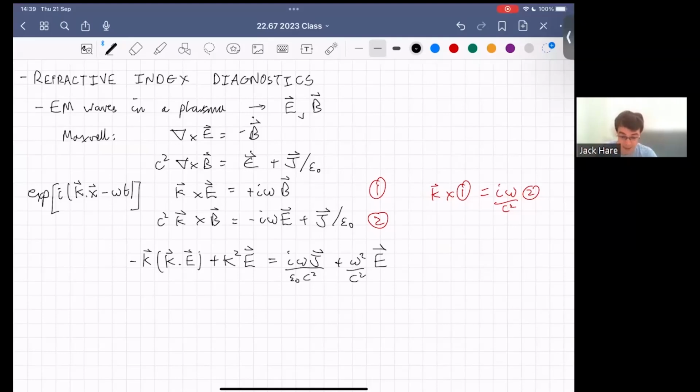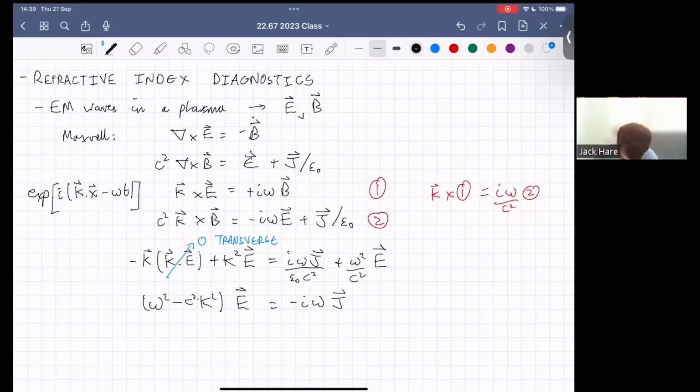Now, we are searching for transverse waves here, electromagnetic waves that tend to be transverse, and that means that k dot E is 0. So we're just going to look for transverse wave solutions. We can drop that term, and that means our equation can be rewritten as omega squared minus c squared k squared, times E, equals minus i omega J upon epsilon naught. I just want to point out there's absolutely no plasma physics in this at the moment. All we've done is manipulate Maxwell's equations. We haven't said anything about the plasma.